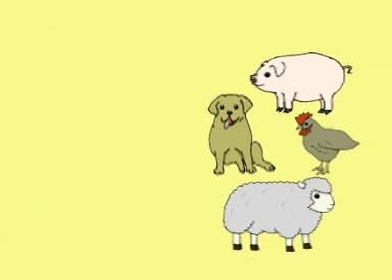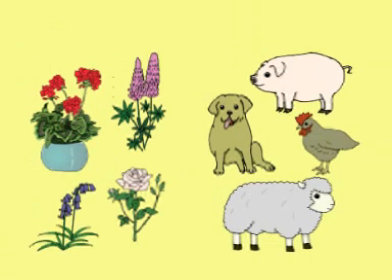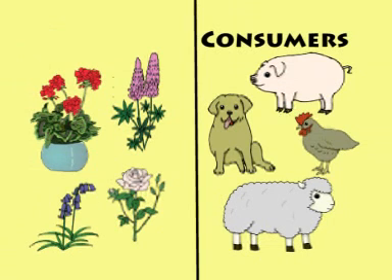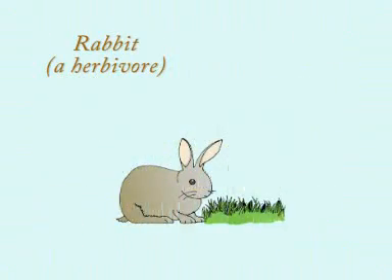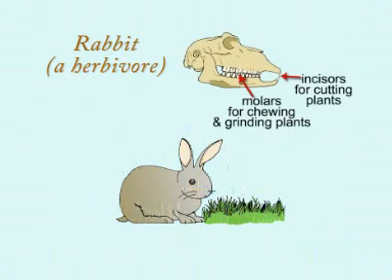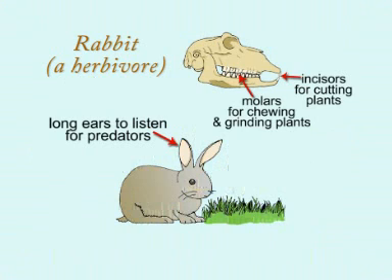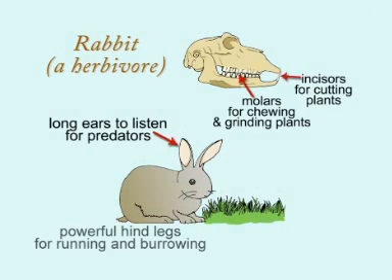Animals, like plants, are adapted to their habitats, but they are consumers rather than producers. Herbivores consume plants. For example, a rabbit has teeth adapted to cutting and chewing plants, long ears so it can listen for predators, and powerful hind legs for running and burrowing.